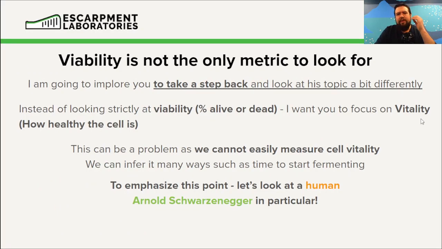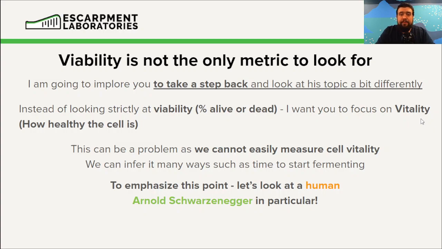Now, viability is how we see most people talk about this. Most people talk about yeast cell cultures when it comes to viability, meaning the percent alive versus total, or dead, of the culture. I can have an 80% viable culture, which means that 80% of those cells, or 80 per 100 cells, are alive. And what I want us to focus on today, and I want you to change your mindset a little bit, take a step back and hear me out, is that we need to focus on vitality, and that is how healthy the cell is. Now, this can be a problem because cell vitality isn't easily measured, or arguably can't be measured. We can easily analyze viability, percent alive over total.